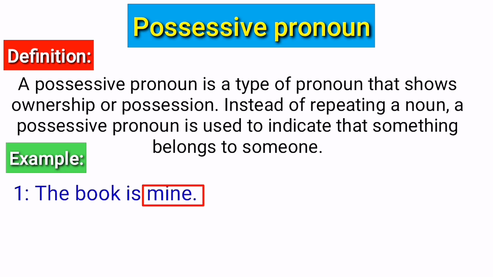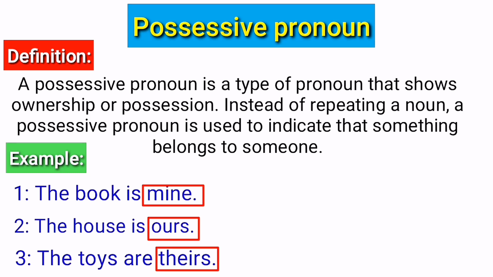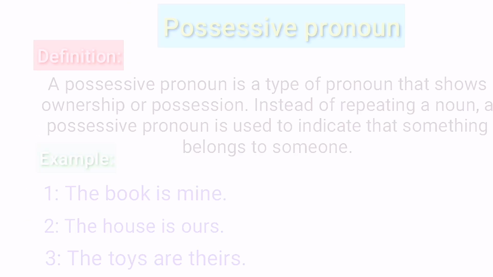Instead of saying, "The book is my book," you can use the possessive pronoun mine to convey the same meaning more concisely. "The house is ours." In this example the possessive pronoun is ours, which indicates ownership of the house. It shows that the house belongs to the group of people being referred to. The possessive pronoun ours replaces the need to repeat the noun house, while conveying that the ownership of the house is shared by or belongs to the group of individuals the speaker is addressing. "The toys are theirs." Here in this sentence the word theirs is a possessive pronoun that indicates ownership or possession. It is used to show that the toys belong to a group of people.